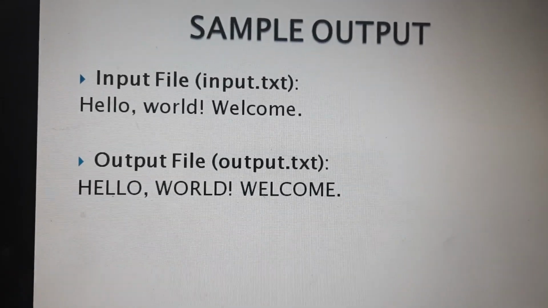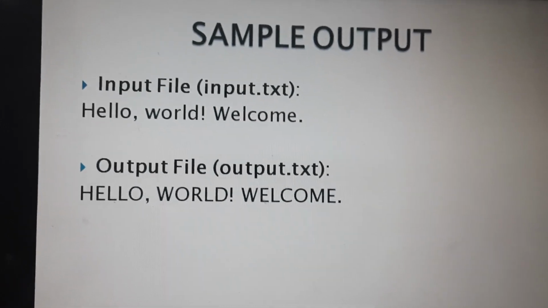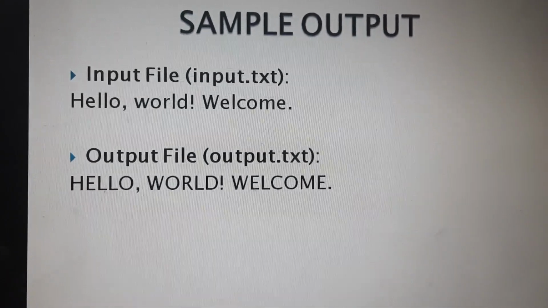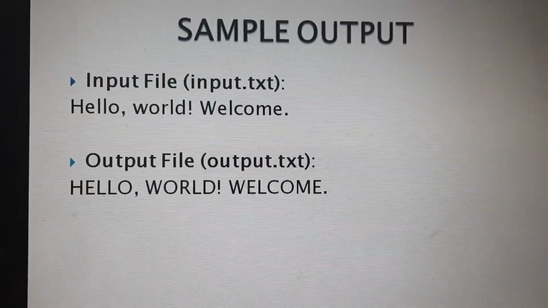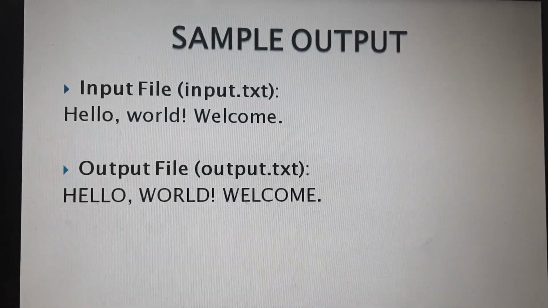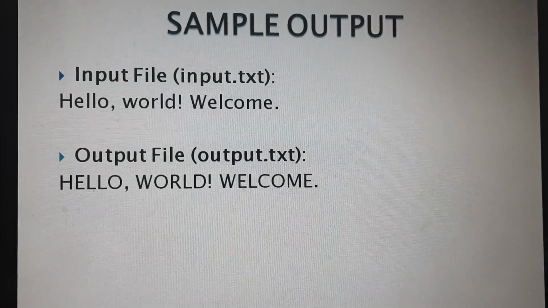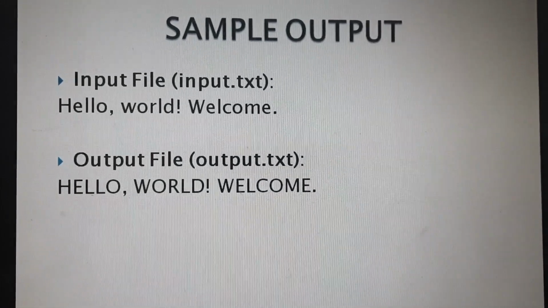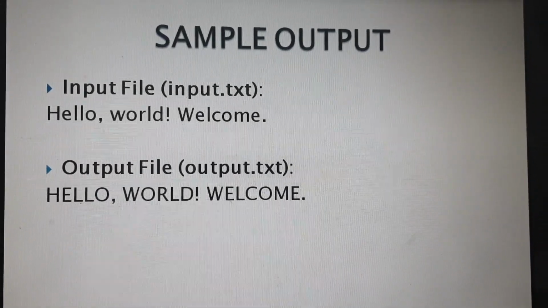I have specified a sample output here. If the input file contains the text hello world welcome, the first character will be read, and it is in uppercase, so it won't do any conversion. Hello will be dropped inside the output file. Then the second character will be read. It is in lowercase, so that will be converted to uppercase and written to our output.txt. So the entire process will be done till it moves to the end of the file.